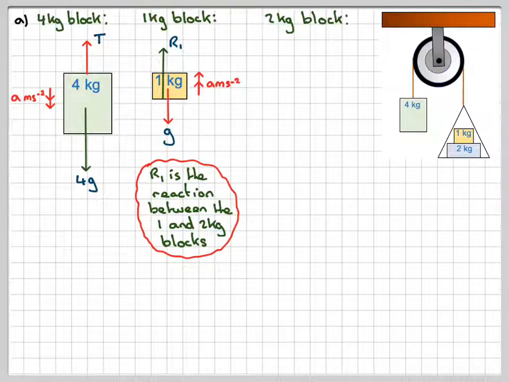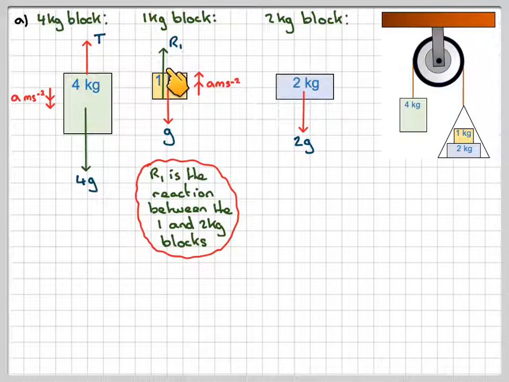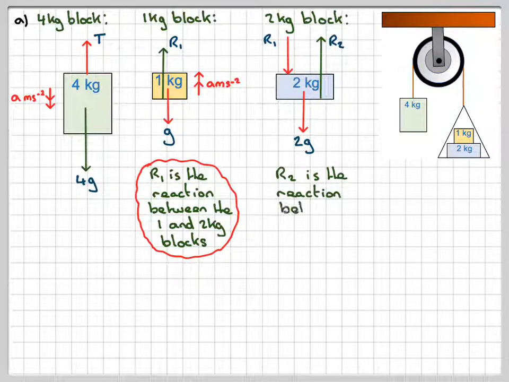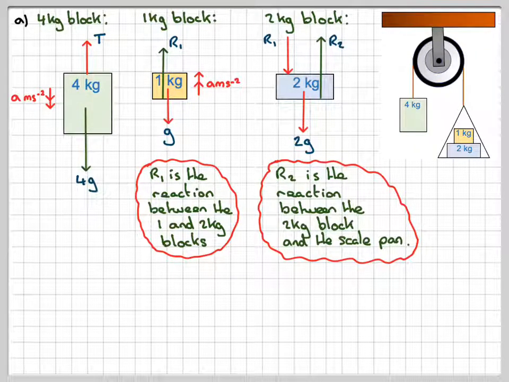The 2 kilogram block, which is this one here, we're going to have the 2g acting downwards. We're going to have the opposite force for the reaction of this one, which is going to be R1 acting downwards from Newton's third law. And we're going to also have a reaction between the 2 kilogram block and the scale pan, which is R2. Drawing these all out separately is quite important. Right, so now coming up with the 3 equations of motion, a obviously acting upwards as well here.